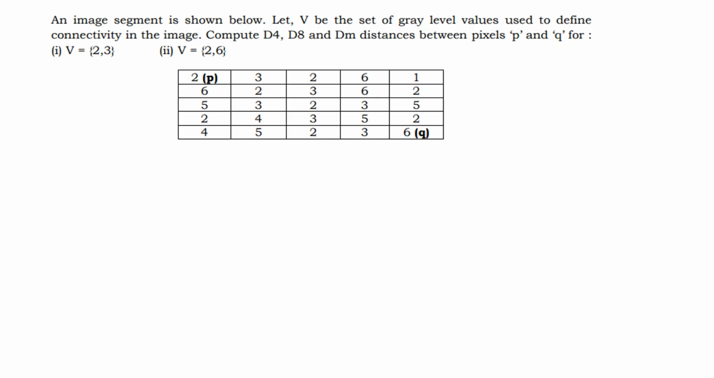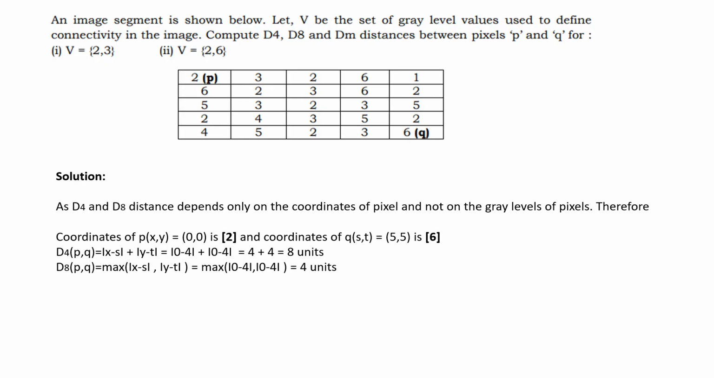Now, consider the 0, 0 position as P and the 4, 4 position as Q. As D4 and D8 distances depend only on the coordinates of the pixels and not on the gray level of the pixels, the coordinates of p, x, y that is 0, 0 has value 2 and the coordinates of q, s, t that is 4, 4 has value 6. Now, D4 of p, q is equal to modulus of x minus s plus modulus of y minus t, equal to 0 minus 4 plus 0 minus 4, that is 4 plus 4, 8 units. In the same way, D8 of p comma q is the maximum of x minus s comma y minus t, which is the maximum of 0 minus 4 comma 0 minus 4, that is equal to 4 units.